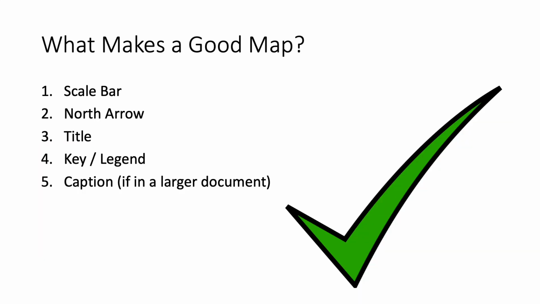There are certain conventions that all maps should have, and as geographers we should be aware of what makes a good map. So maps should have a scale bar, a north arrow, a title, a key or legend, and if they're in a larger document, some kind of caption.